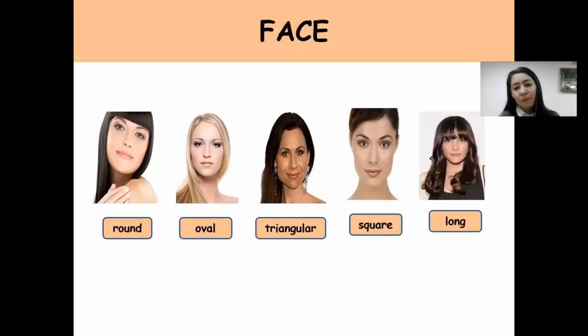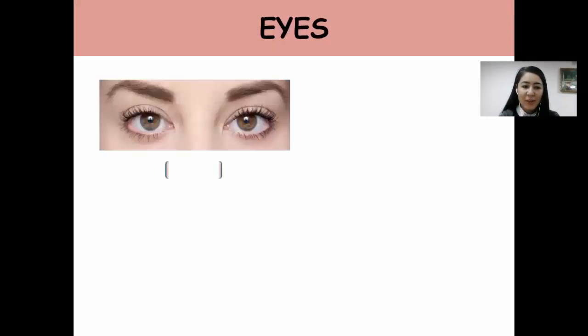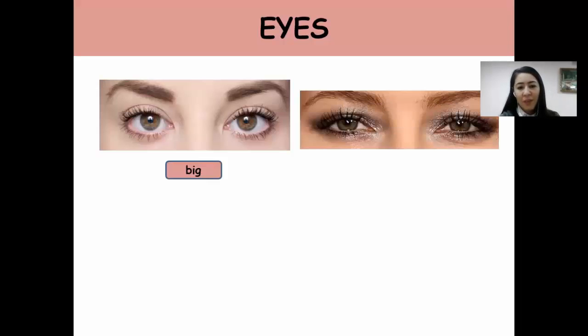Face can be long. And what about eyes? Eyes are also important, and eyes can be big. People like big eyes most of the time, because sometimes small eyes may mean something different. Or sometimes the eyes can be small.